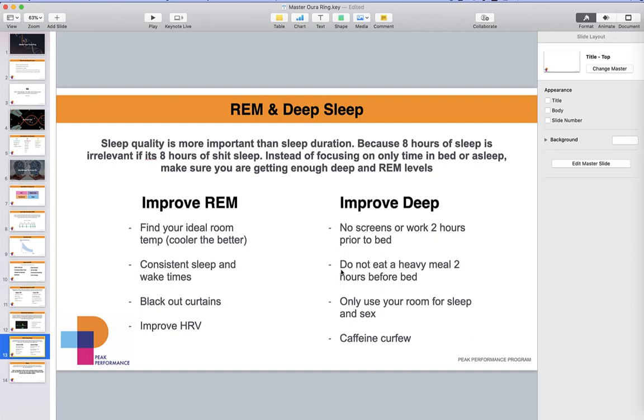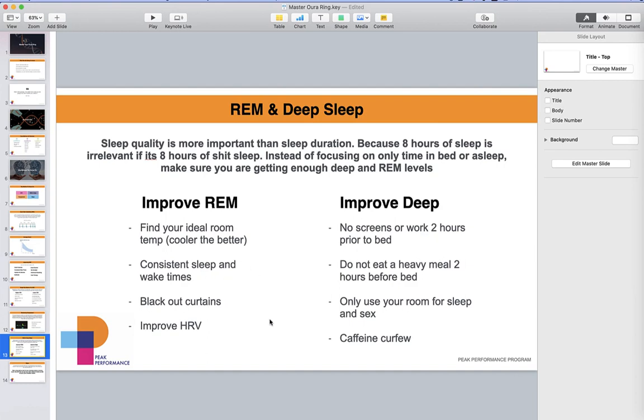So if your REM levels aren't ideal, what you can do is find your ideal room temperatures. So cooler the better. I usually recommend between 62 and 68 degrees, which I believe is around 15 to 20 degrees Celsius. And then getting consistent sleep and wake times.